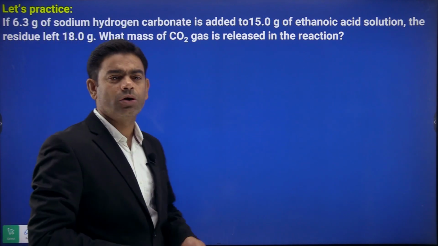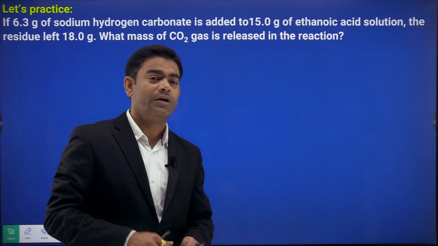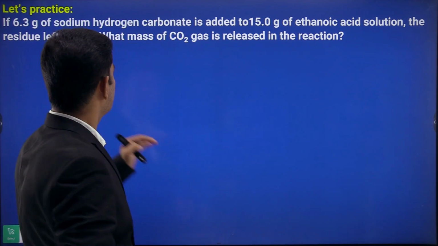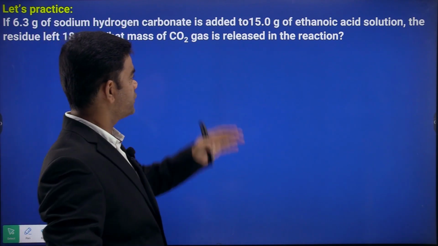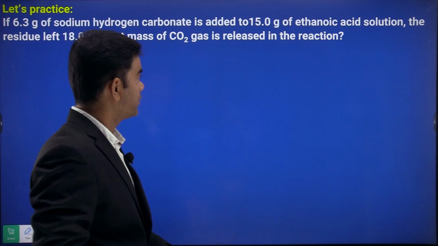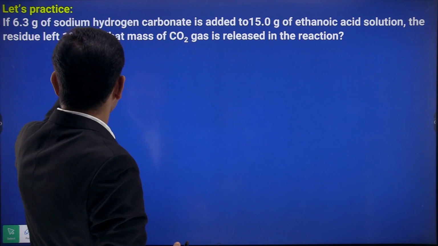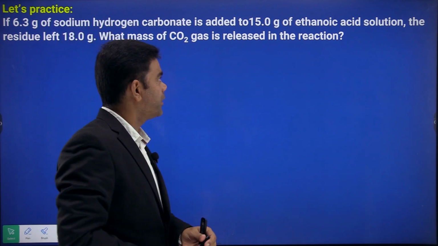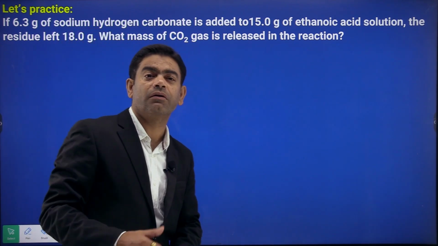One more question I can see over here. Again there is a question. 6.3 grams of sodium hydrogen carbonate is added to 15 grams of ethanoic acid solution. The residue left is 18 gram. What mass of carbon dioxide gas is released in the reaction?